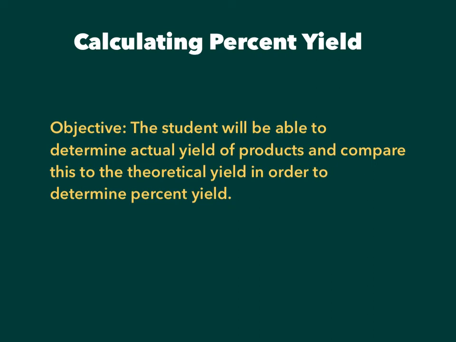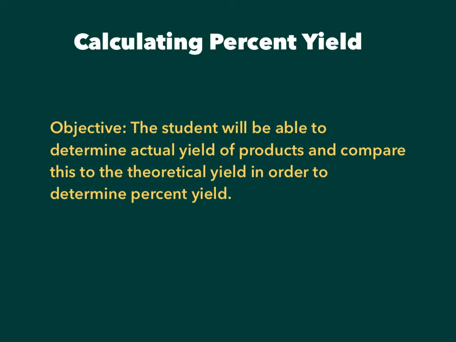Today we're going to be talking about calculating percent yield. This is another aspect of stoichiometry. It sounds kind of difficult because there are some new terms in here like actual yield, theoretical yield, and percent yield. But really it just comes down to figuring out a percentage: what you get, what you expected to get, and then finding the percentage of that.